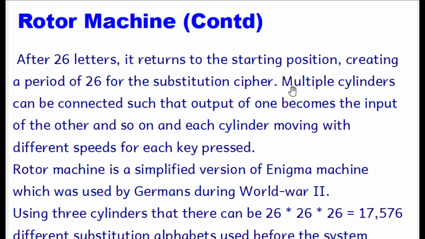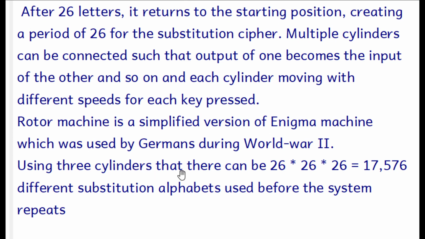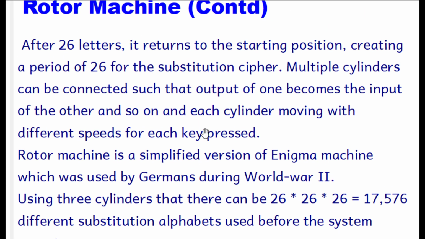Now we can have more security by using multiple cylinders. If we connect them, the output of one becomes the input of the other. When we press the key, the output of the key becomes the input for the first cylinder, the output of the first cylinder becomes the input for the second cylinder, and so on. This rotor machine, as I told, is a simplified version of the Enigma machine which was used by German forces. With 3 cylinders, we can have 26 into 26 into 26, that is 17,576 different substitutions used before the system repeats itself. So these are extremely secure rotor machines.